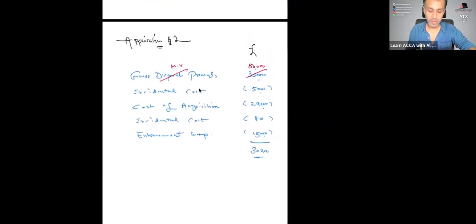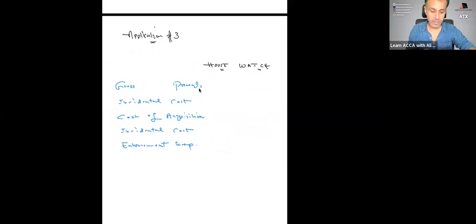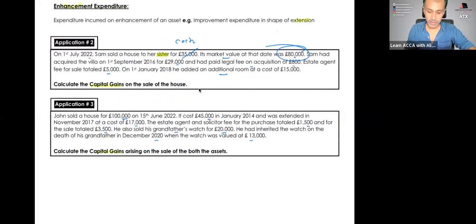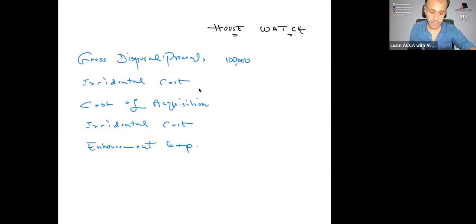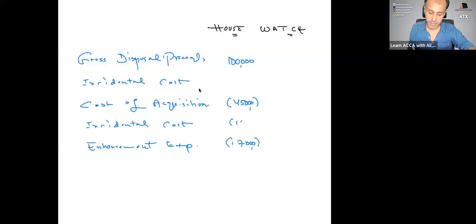So I'll probably have to copy and paste this whole thing to save a bit of time, and can start fixing. 100,000 has been the proceeds of the disposal of the house, costing them around 45,000. Extended that at a cost of 17,000. For the purchase, the incidental cost is 5,500, and in regards to sale, it's 3,500.